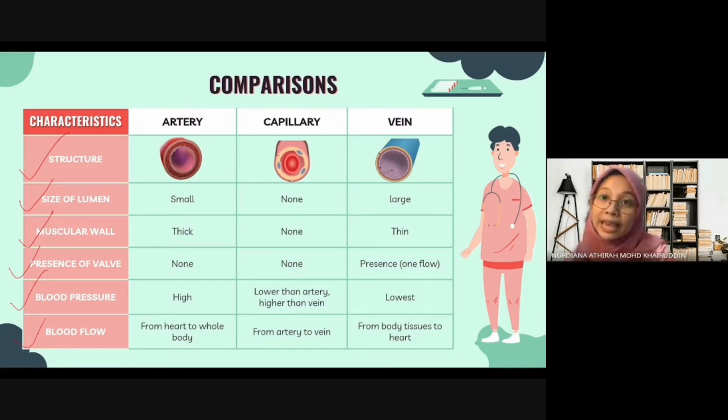Okay, for the vein, the size of the lumen is large. So when the size is large, the muscular wall must be thin.